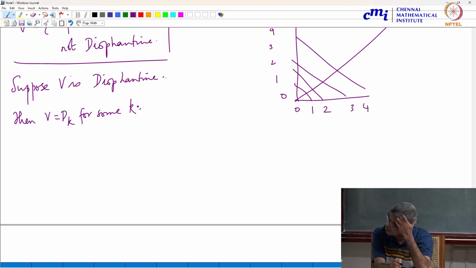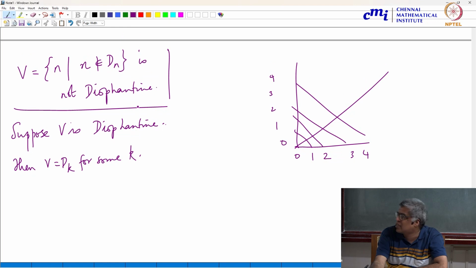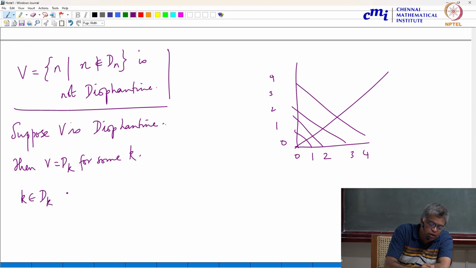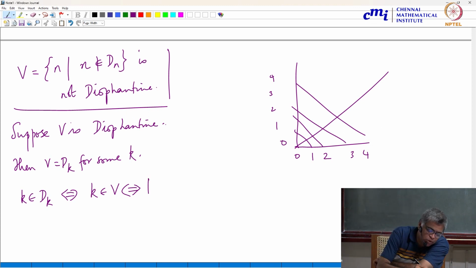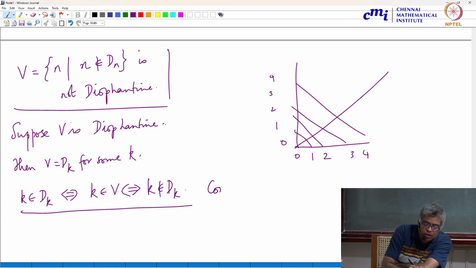Now what can you say? Look at the definition of V. V says all n such that n does not belong to Dn. Now k belongs to Dk if and only if Dk is the same as V, right? So you can write k belongs to V. But what is the definition of V? All n such that n does not belong to Dn. So what will you write here? K belongs to V if and only if K doesn't belong to Dk. And that's a contradiction.